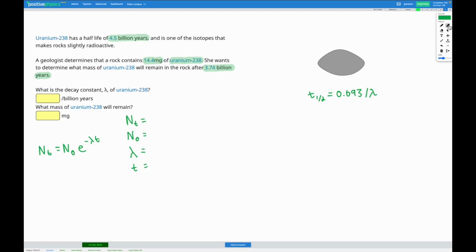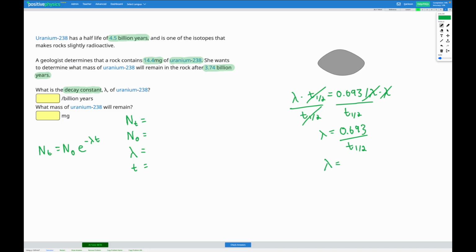So our first step is finding the decay constant, lambda, of uranium-238. So that's going to be using this equation over here. Once again, we need to find lambda, so we're going to multiply by lambda on both sides to cancel it on the right. We're going to divide by t half on both sides to cancel that out and leave lambda on its own. So we're doing lambda is 0.693 divided by t half, which is the half-life.